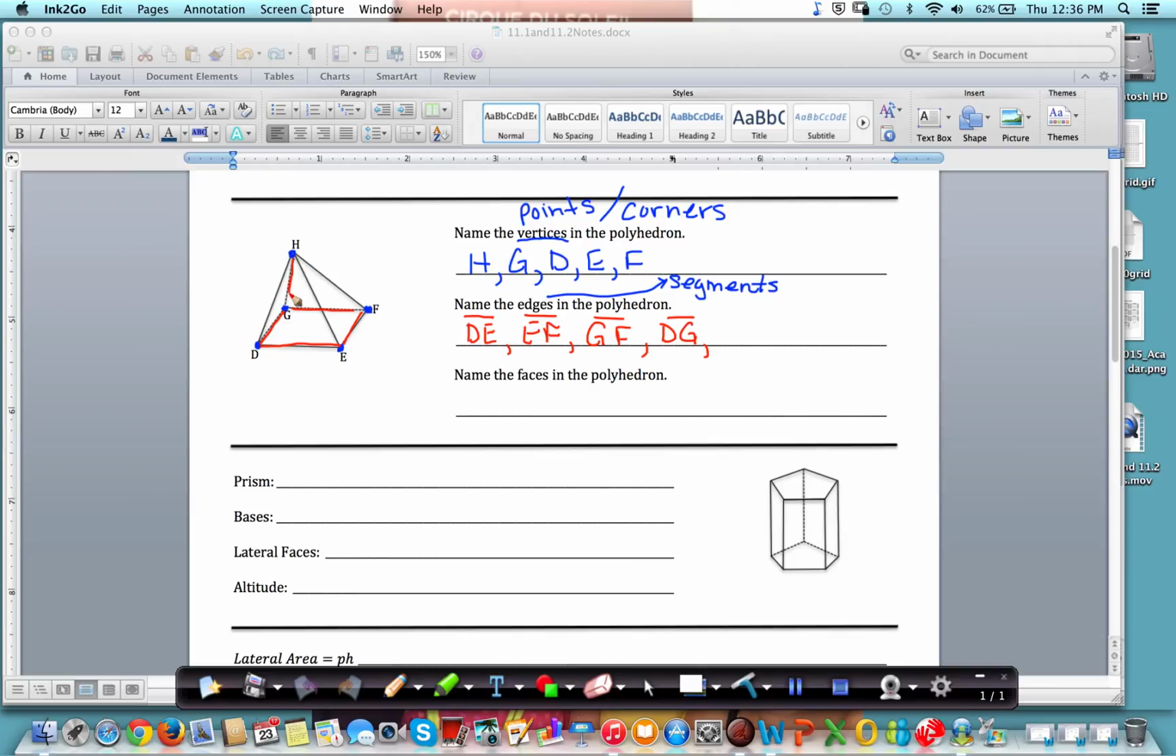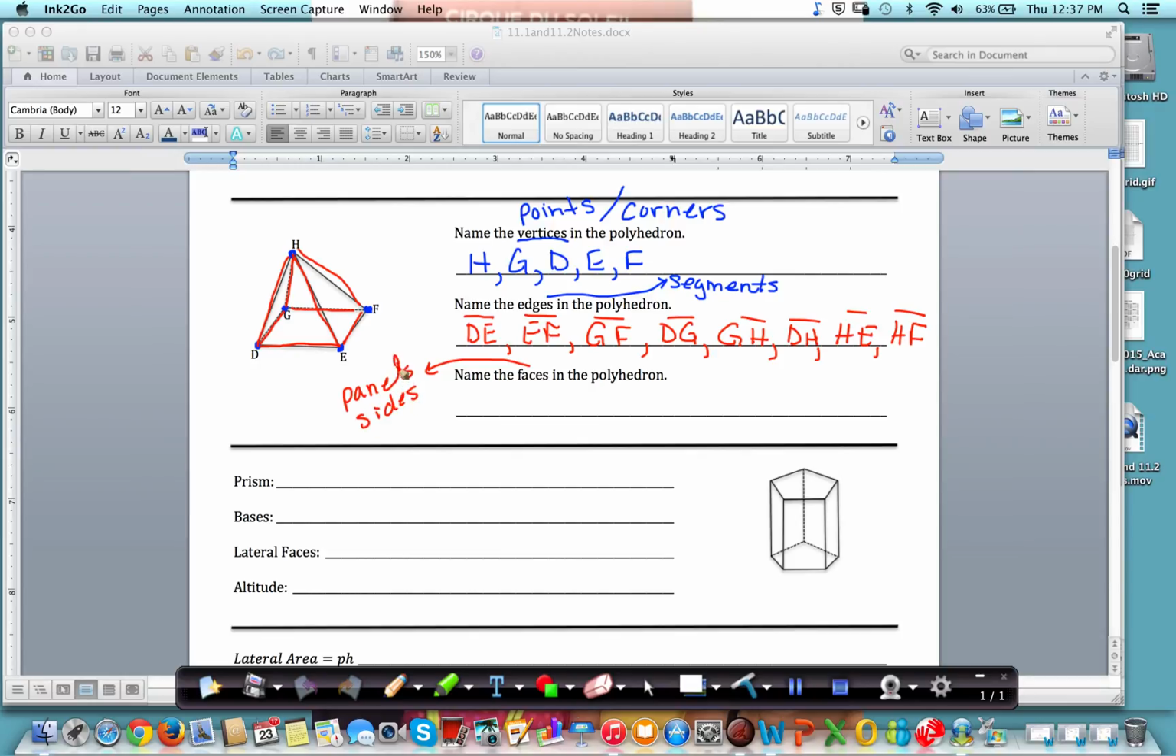So then I have the back seam, GH. Then I have this seam over here on the left, that's DH. And then I have this seam in the front, HE. And then I have this HF is my last one. Again, notice capital letters, and we put the little segment symbol above the top. And then the last thing that I have to do is name the faces. So the faces are like the panels or the sides.